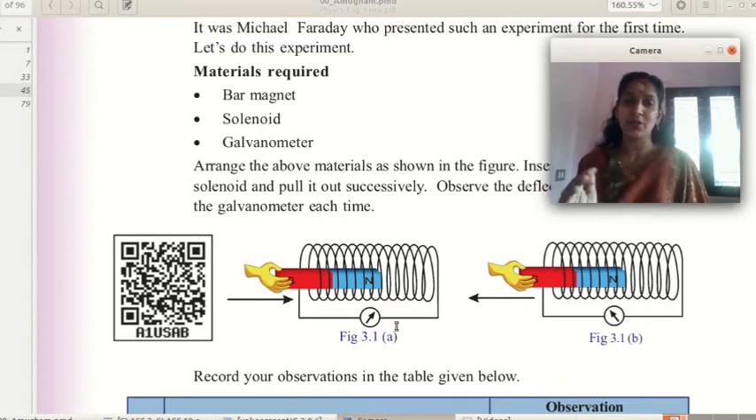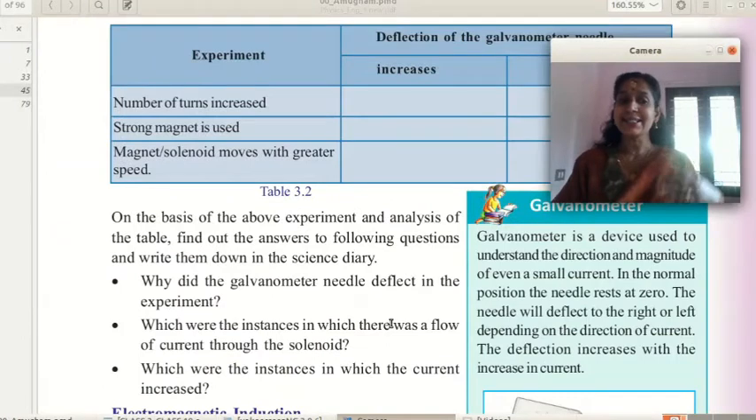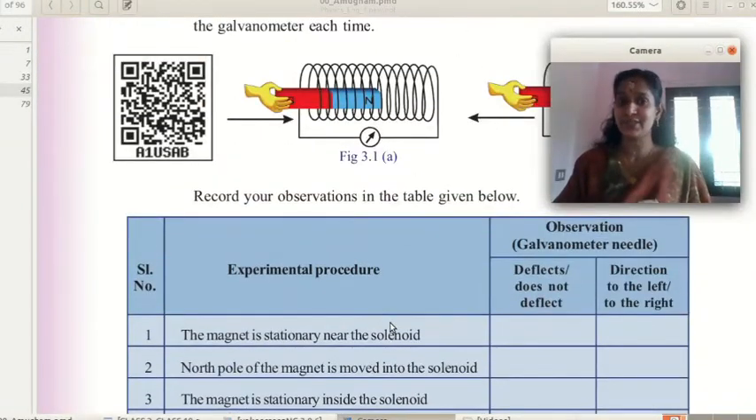While moving this magnet and solenoid, if we move this magnet into the solenoid, then what happens? A small current is produced there. Due to this small current, this galvanometer deflects. And EMF is induced there. Due to the interaction between this magnet and solenoid, an EMF is induced there. Due to that induced EMF, the galvanometer needle deflects. So, what is the reason? Why did the galvanometer needle deflect in the experiment? Due to the flow of current. In our experiment, a current is produced. Due to the presence of current, the galvanometer needle deflects.